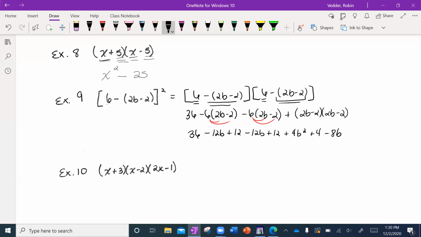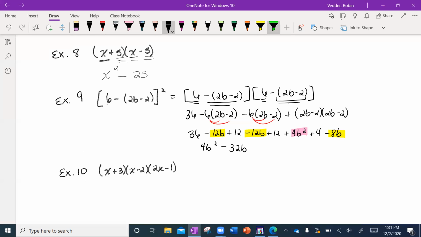Finally, I'm going to put it together, going from highest to lowest. Our highest degree is this 4b squared, and it's the only one. I'm going to write it first. Next, if we look at the b's, we've got negative 12b and negative 8b, which gives us a negative 20. Oh, and I missed one. All right, let's try that again. So for this one, we've got a negative 12 and a negative 12, which is a negative 24. Negative 24 minus 8 is a negative 32b.